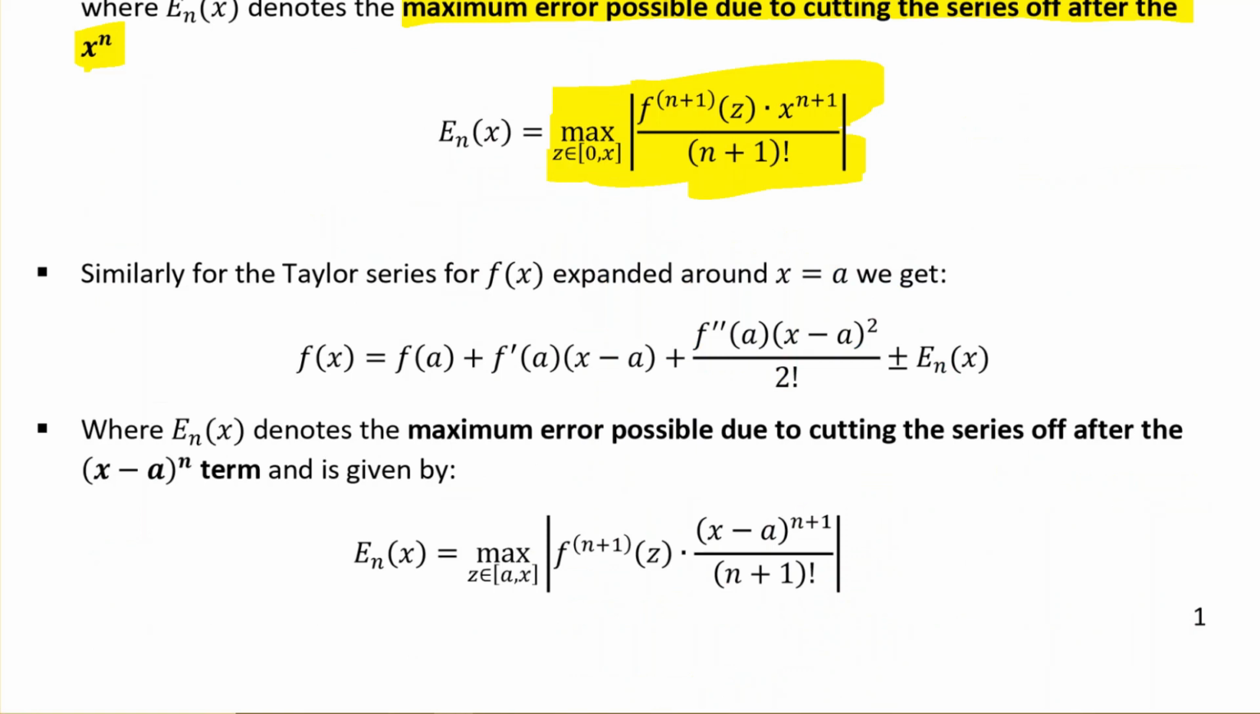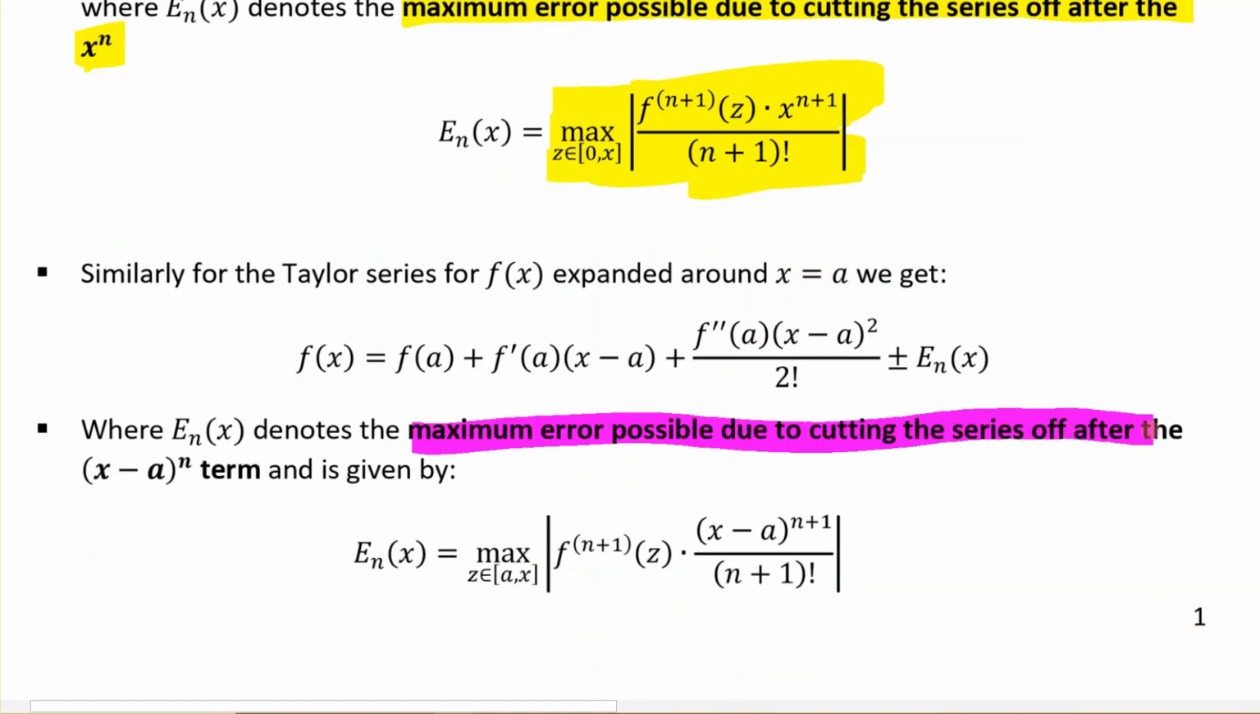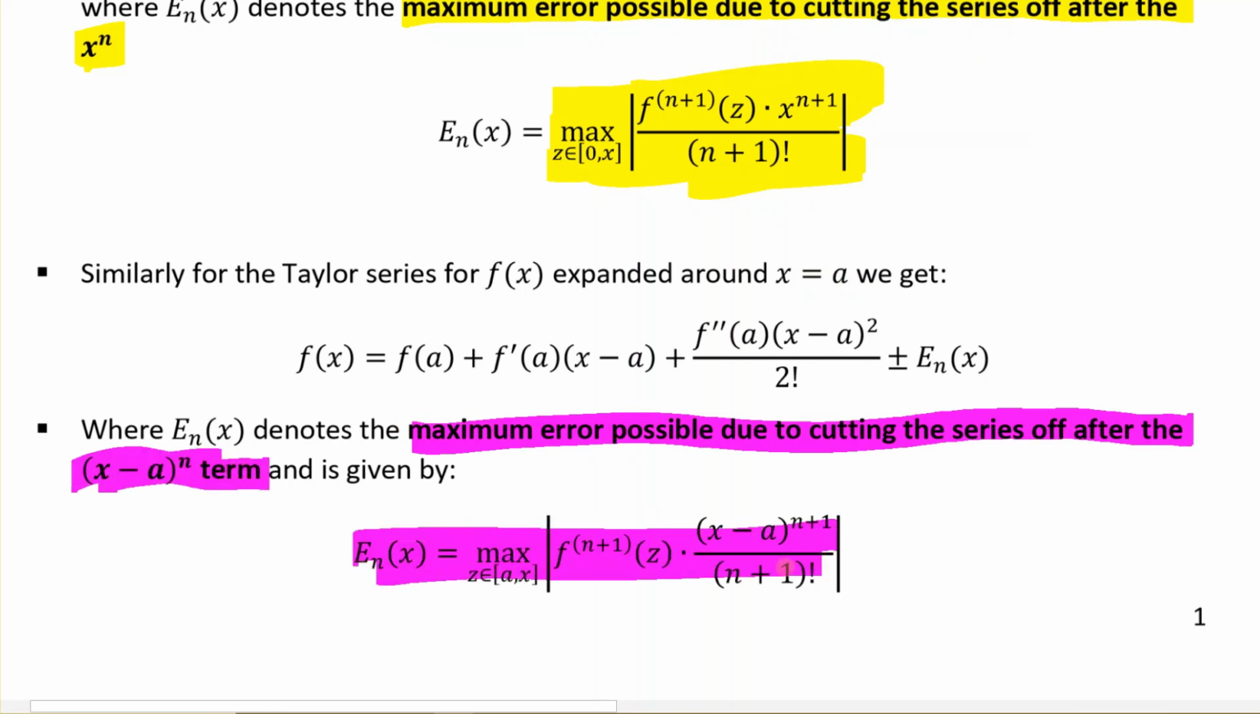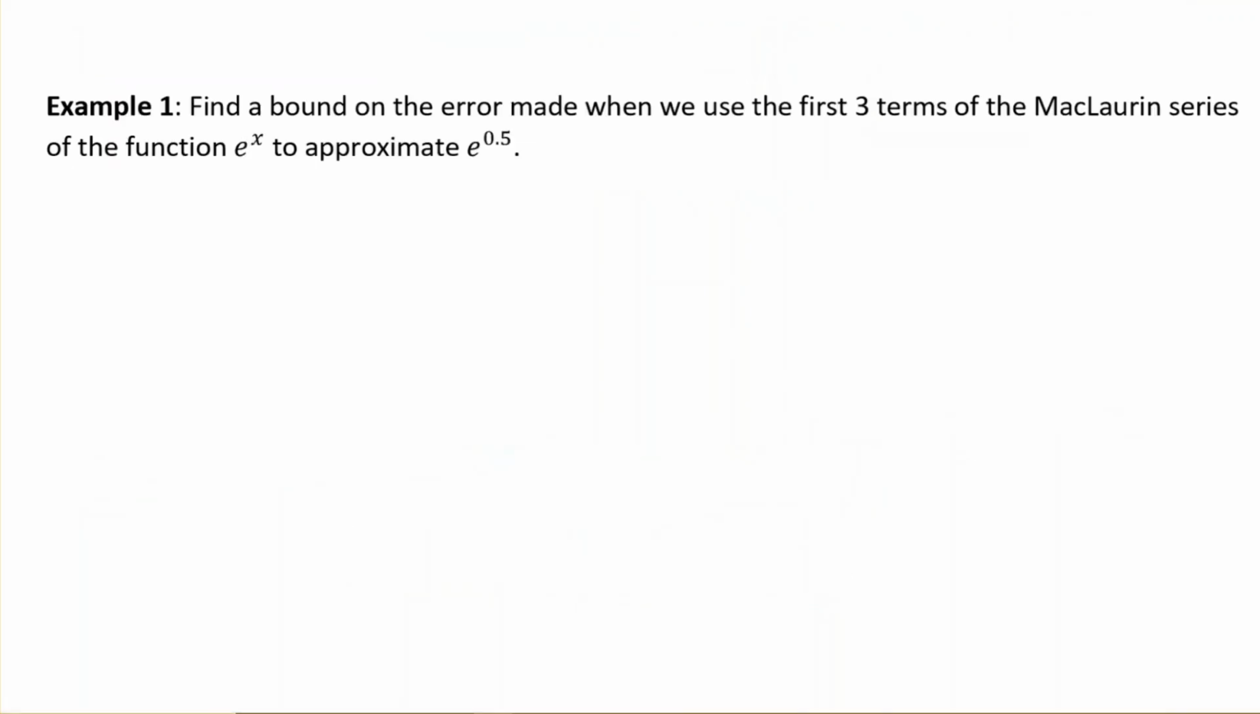We get a similar error formula for Taylor series, as we know that the Taylor series is expanded around x equals a. So the maximum error after cutting off the series after the (x minus a) raised to power n term is given by this formula. The only difference is we look at the maximum value of this Rn term on the interval a to x. Let's do a few examples to figure out the errors.